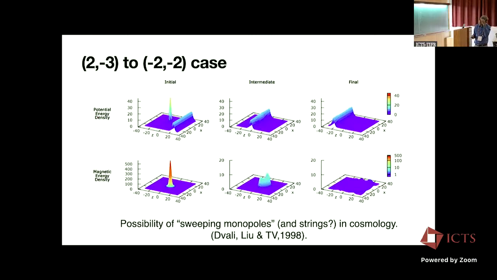So this led to the idea that maybe in this kind of system, where you have monopoles and walls, the walls can sweep away the magnetic monopoles, and in that way solve the monopole overabundance problem.